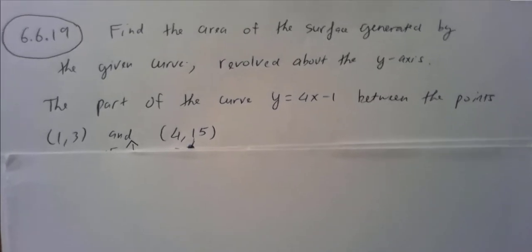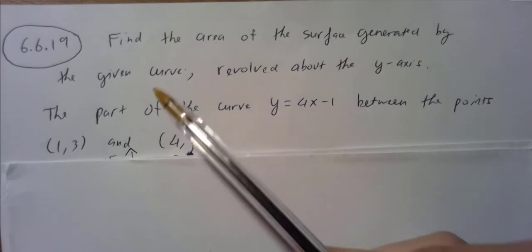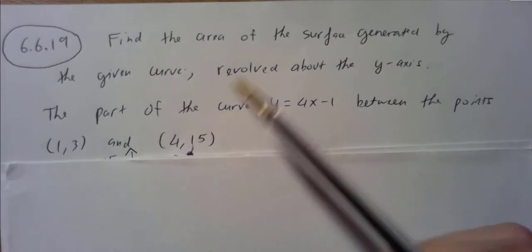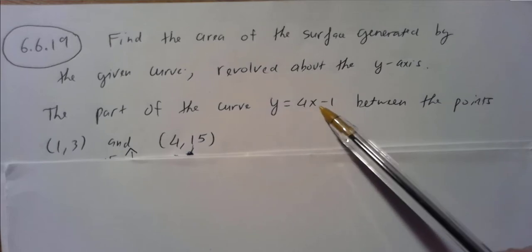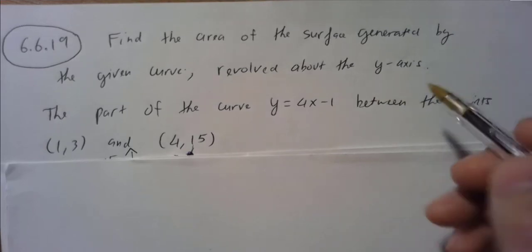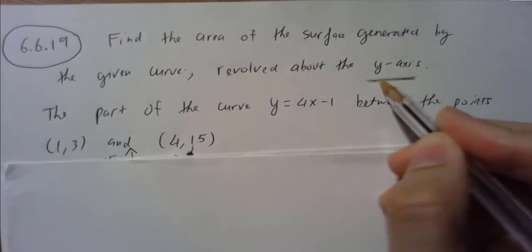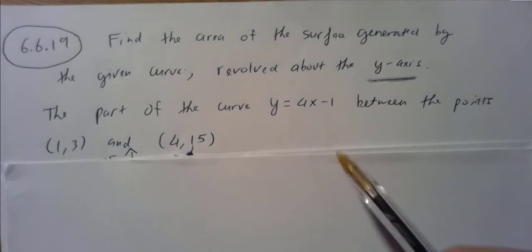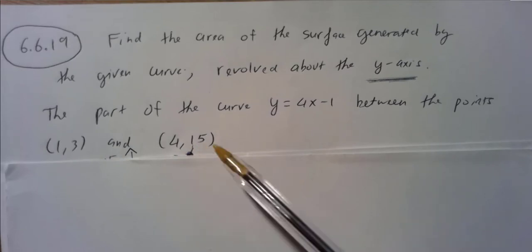Now for this one, we are trying to find the area of the surface generated by the given curve, which is y equals 4x minus 1. And this is revolving about the y-axis. So make sure that we pay attention to the axis of revolution. This is the y-axis. And the part of the curve between the points (1, 3) and (4, 15).